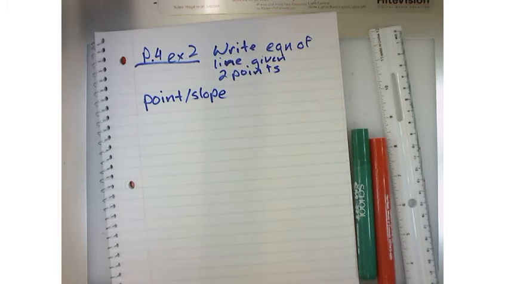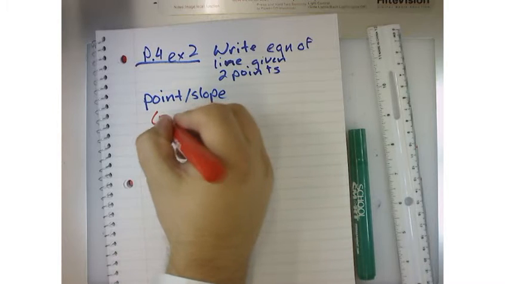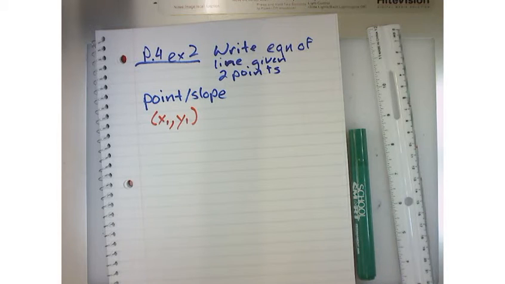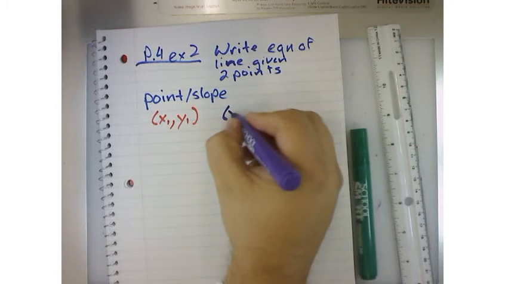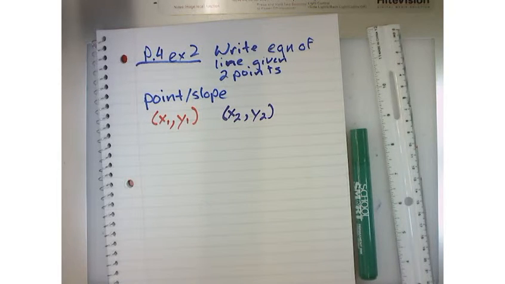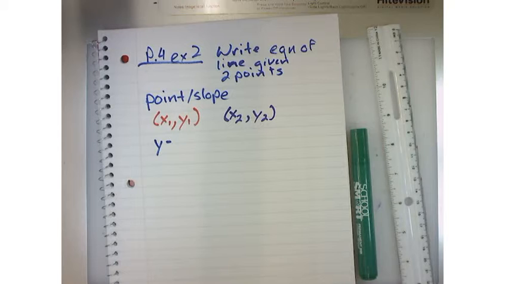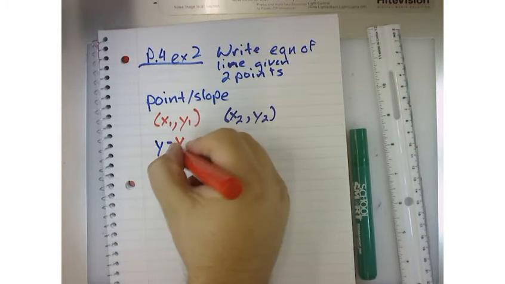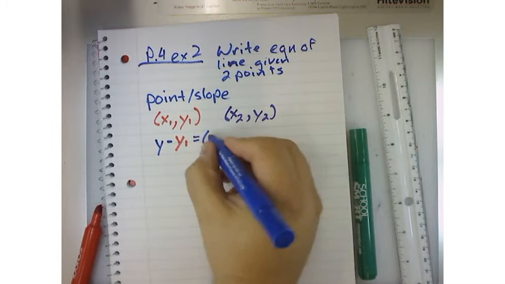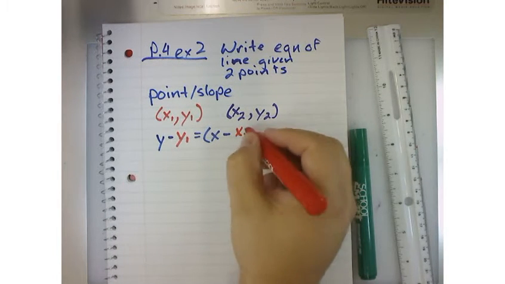And basically what it is, if I have 2 points, so if I have the point x sub 1 comma y sub 1, and then I have another point which is x sub 2 comma y sub 2, the point slope form works like this. I'm going to say y minus y sub 1 is equal to m times x minus x sub 1. Okay?